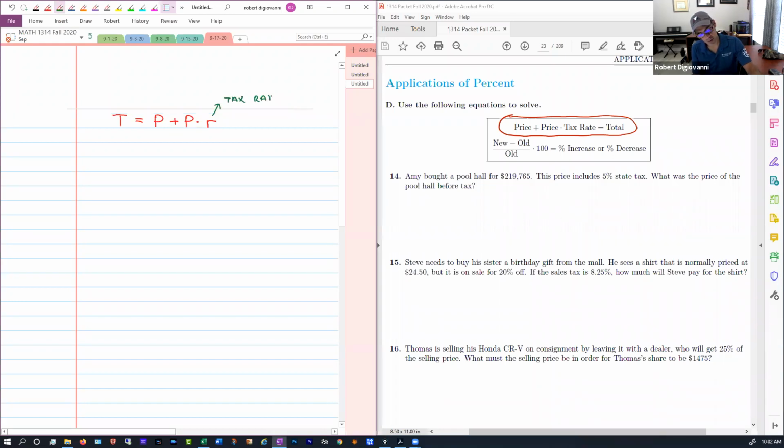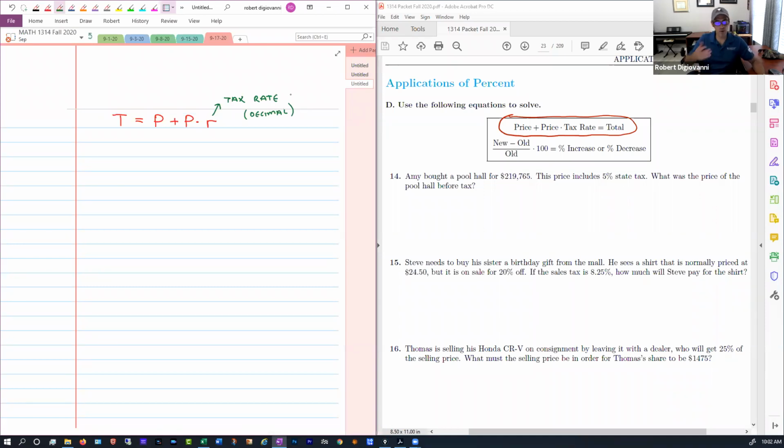And it's very important that when you use this formula, your tax rate is a decimal. In other words, if the tax is 8%, you don't want to put the number 8 in the formula, you want to put 0.08. So you'll always have to convert the percentage to a decimal before you use the formula.